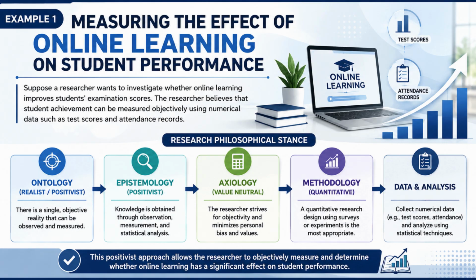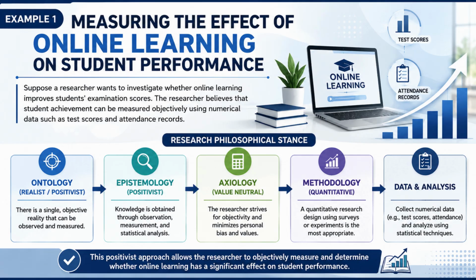The following examples illustrate how different research topics lead to different philosophical stances. Example 1. Measuring the effect of online learning on student performance. Suppose a researcher wants to investigate whether online learning improves students' examination scores. The researcher believes that student achievement can be measured objectively using numerical data such as test scores and attendance records.